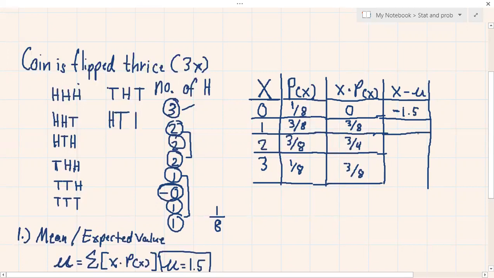Next, sa second row, okay, we have 1 minus 1.5. So, this is basically negative 0.5. Okay. Then next, sa third row, we have 2 minus 1.5. So, in here, ang mangyari dyan, we will have 0.5.